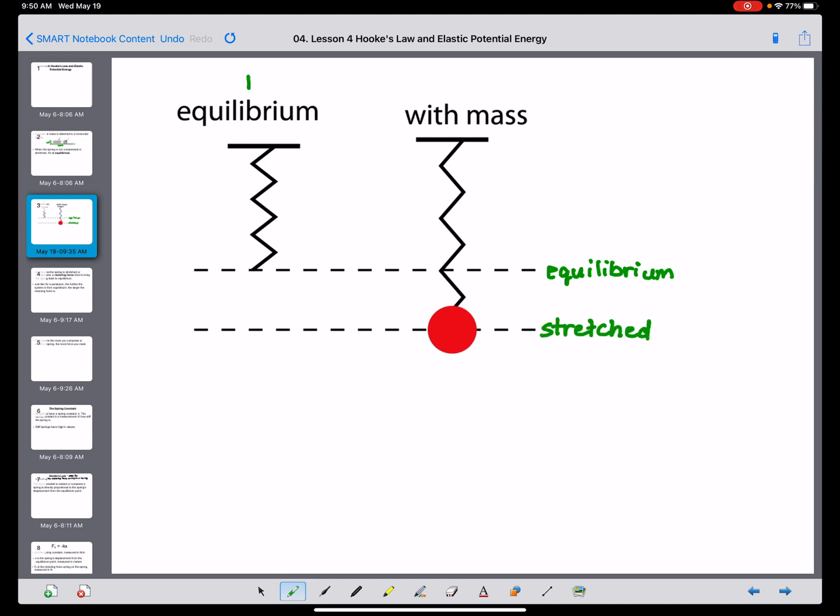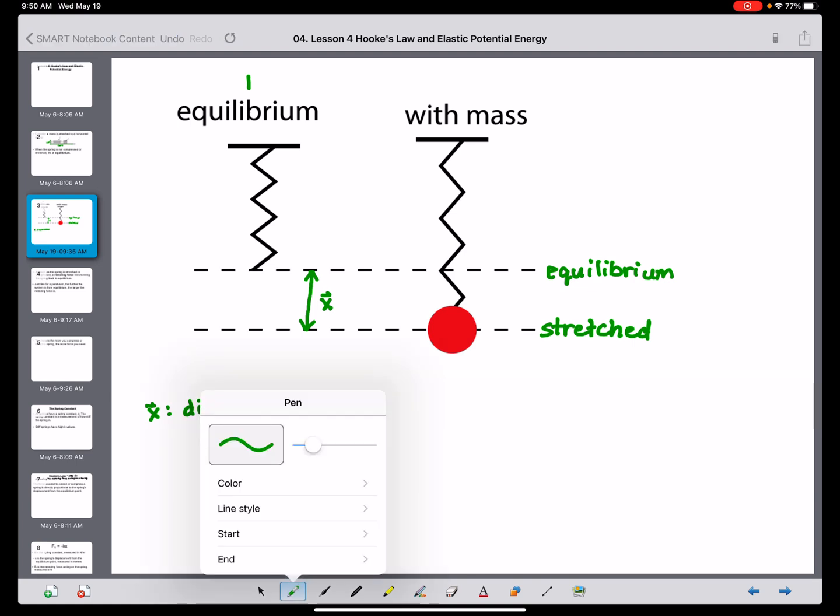Now we have something called the displacement. So x is a variable, and it's the displacement. I know that we used a different symbol earlier in the course, but when we're talking about springs, we use x as the symbol. And x is always measured from the equilibrium position. So if you have a stretched spring, you can measure the x value for that spring by just measuring from equilibrium to wherever the spring is.